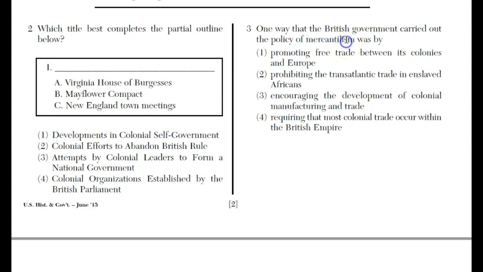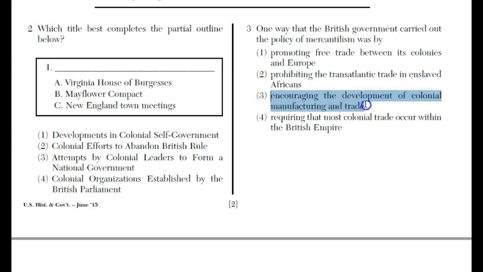Okay. So, one way that the British government carried out the policy of mercantilism is by, well, promoting free trade between its colonies and Europe? That doesn't make sense. They didn't want free trade between the colonies and Europe. They wanted trade between the colonies and England only. Prohibiting transatlantic trade in enslaved Africans? No, England didn't stop the slave trade until the 1800s. They needed slaves, as you remember, because they ran out of indentured servants in Virginia and started importing African slaves to work in the sugarcane fields and then the tobacco fields.